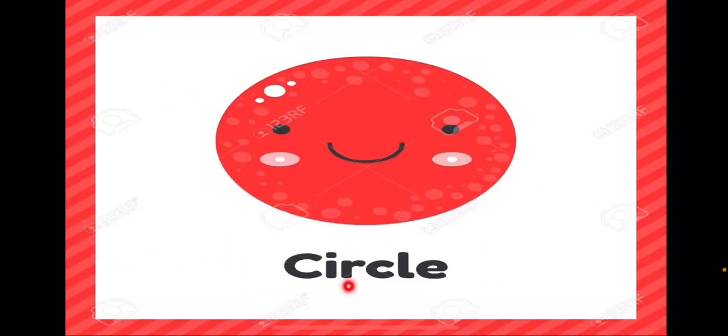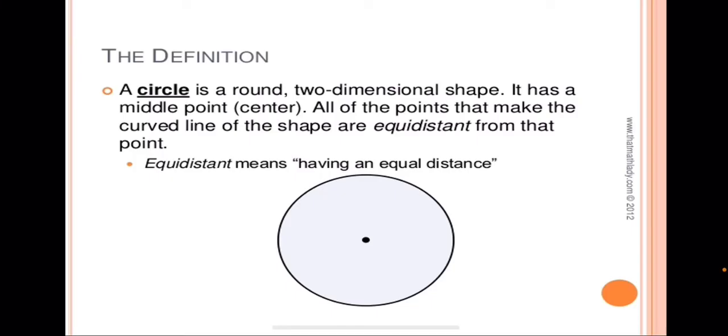Now let's learn about circles. A circle is a round two-dimensional shape. It has a middle point. All of the points that make the curved line of the shape are equidistant from the point. So this is the center point and this is equal to all the other points.